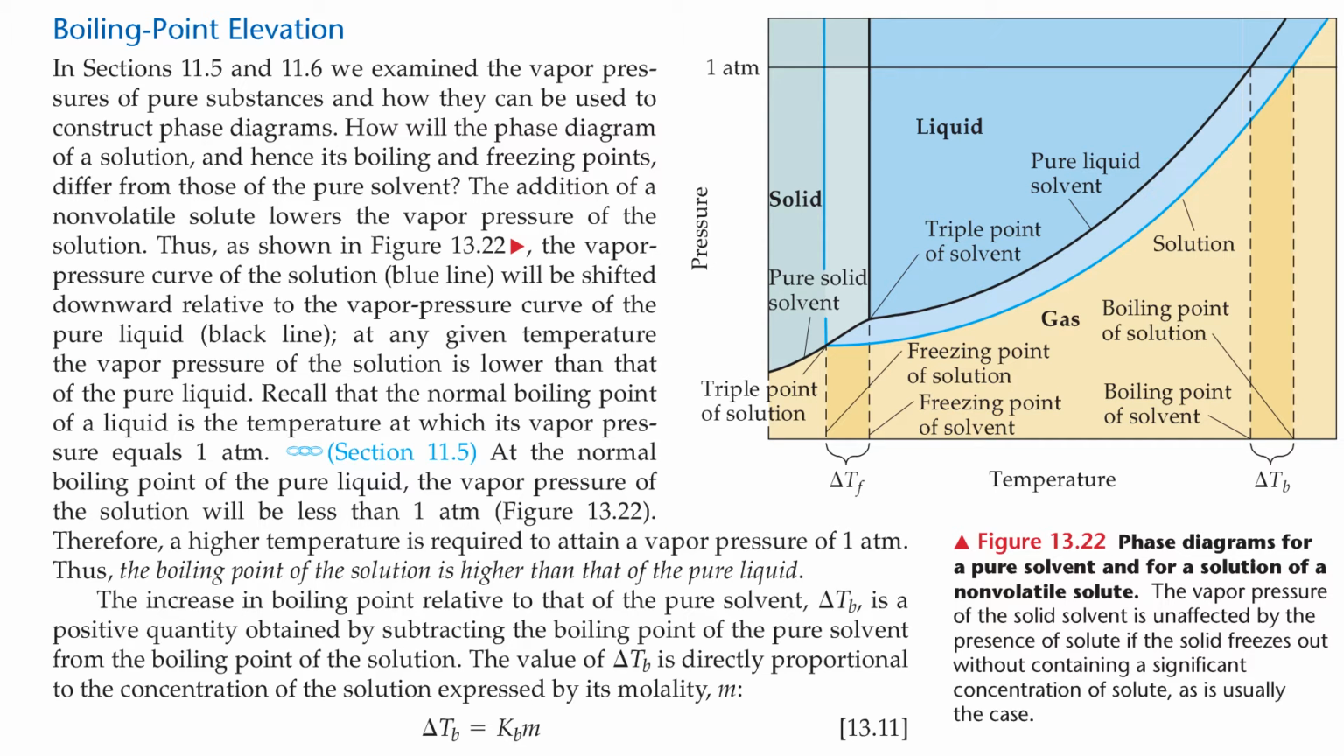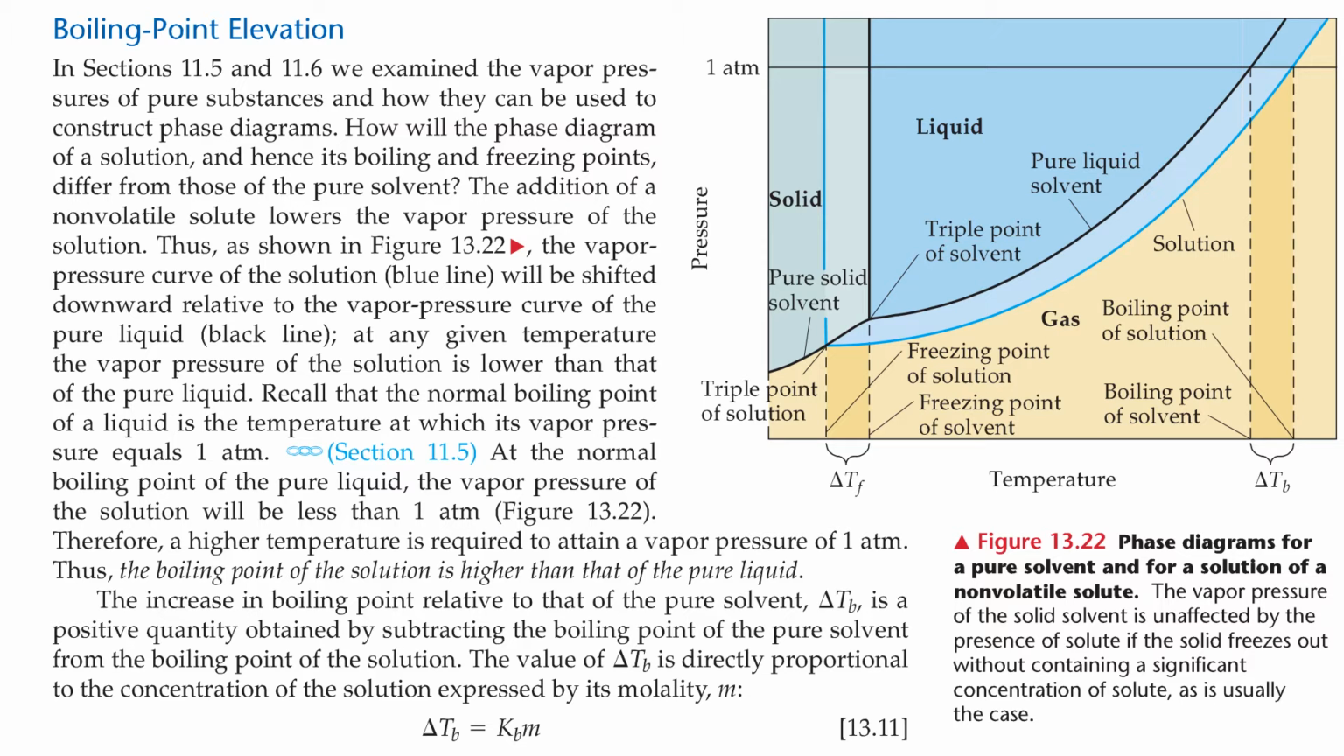Boiling point elevation. In sections 11.5 and 11.6, we examined the vapor pressure of pure substances and how they can be used to construct phase diagrams. How will the phase diagram of a solution, and hence its boiling and freezing points, differ from those of a pure solvent? The addition of non-volatile solute lowers the vapor pressure of the solution.